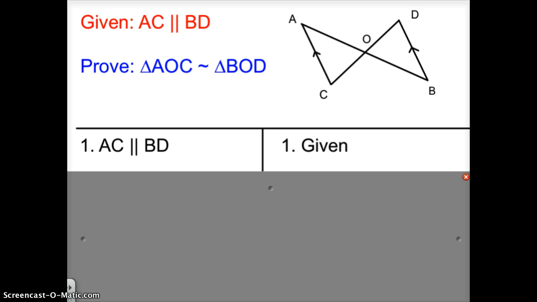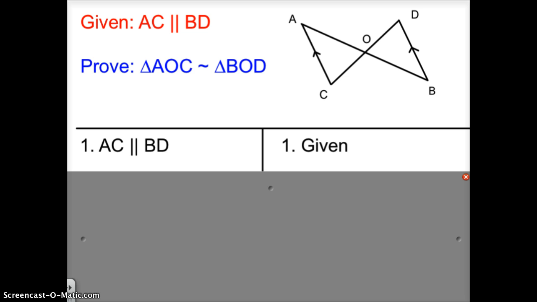So in the next example, we do get back into proofs because we do obviously have a postulate to use. And so we have the given statement that AC is parallel to BD, and we're supposed to prove that triangle AOC is similar to triangle BOD. Now to do that, we need to do a couple of things. We either need to prove angle-angle, or we need to prove that all sides of the triangles are proportional.